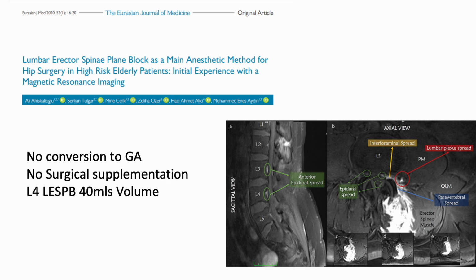Subsequently, the same authors were able to demonstrate via MRI scans of lumbar ESP showing spread to the ventral ramus and covering the lumbar plexus. They were able to show anterior and posterior epidural spread and also interforaminal spread.